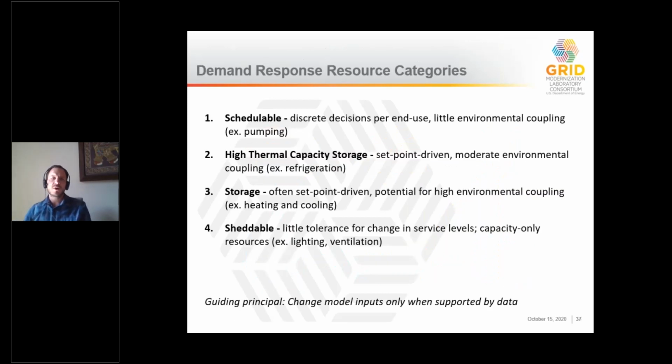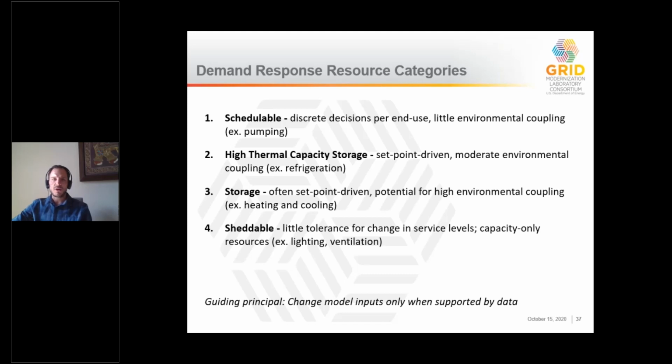The last thing I want to talk about is how demand flexibility resources can be categorized and how those categories map to specific aggregate model representations. Currently, we group demand flexibility resources into 4 categories: schedulable resources, high thermal capacity storage resources, standard storage resources, and sheddable resources. Each of these resource types has unique characteristics that shape how it can provide service to the grid.